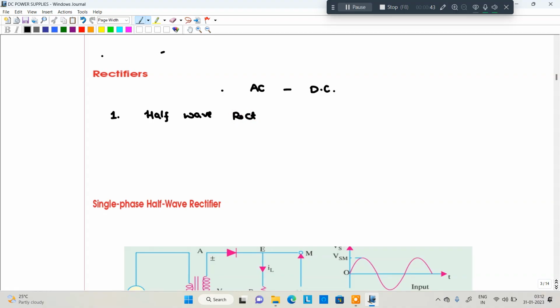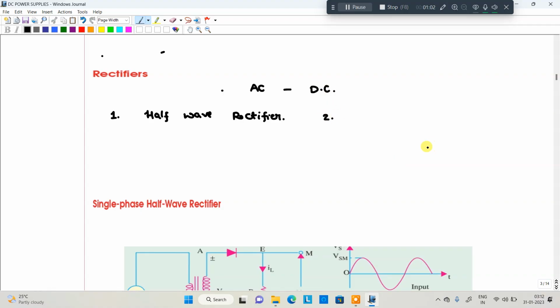In the AC signal we have a positive half cycle as well as a negative half cycle. In the positive half cycle only, it transfers to the output; the negative half cycle is clipped. So only one half cycle is transferred, either positive or negative.